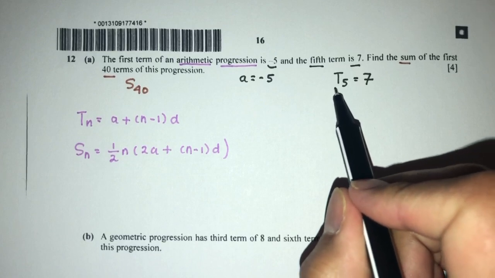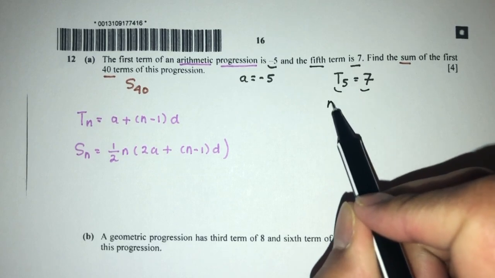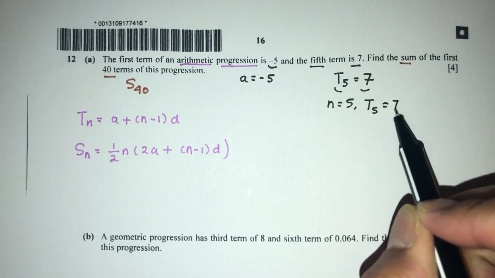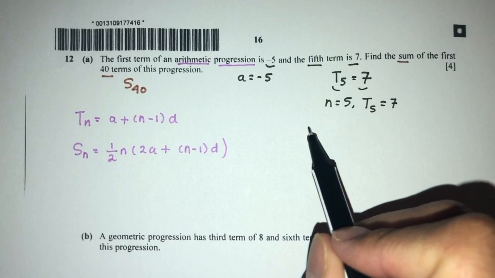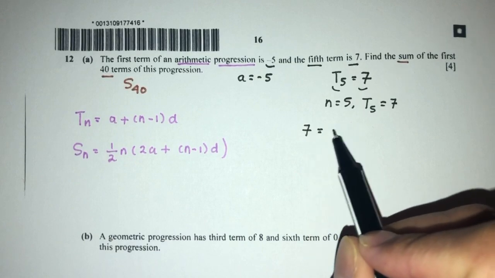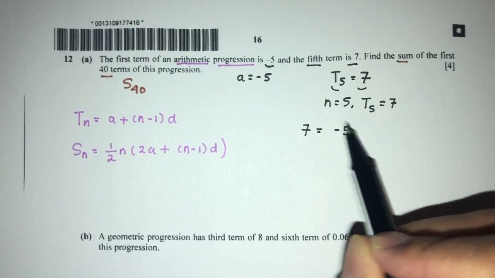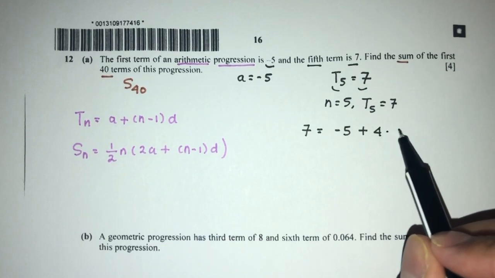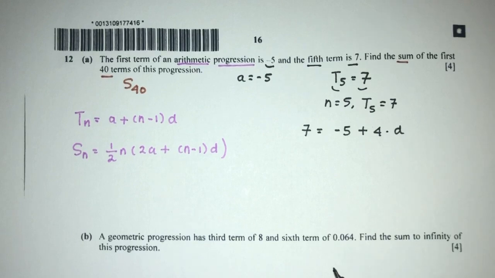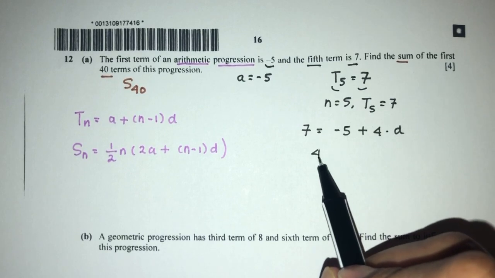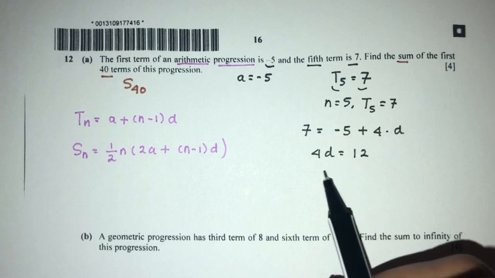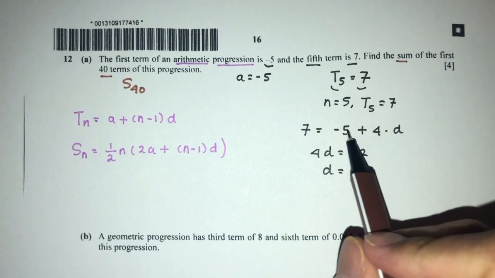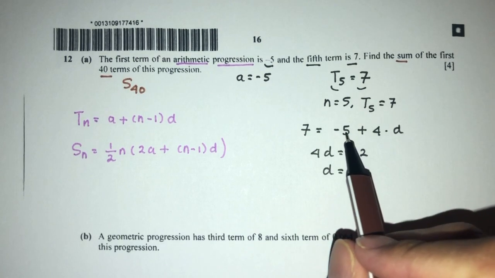So let's see what we can do for this one. When the value of n is equal to 5, the term is equal to 7. Replacing this, you will have the term is 7, n is equal to 5. So a, we know it is minus 5, as you can see here, plus n minus 1 is 4 times d, we don't know. Now let's try to find the value of d. So 4d has to be 12. So d has to be the value of 3. Because when you send this over here, 7 plus 5 becomes 12, right?